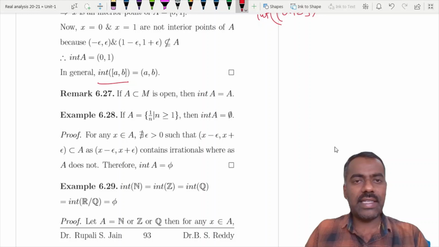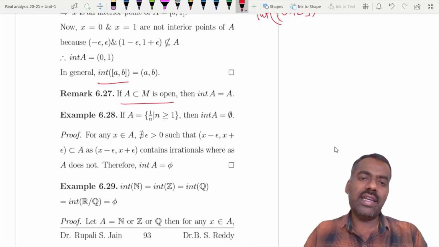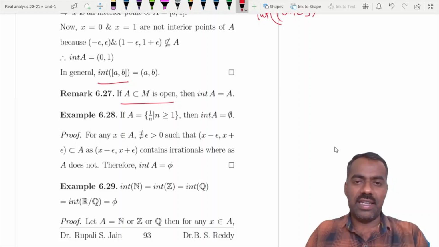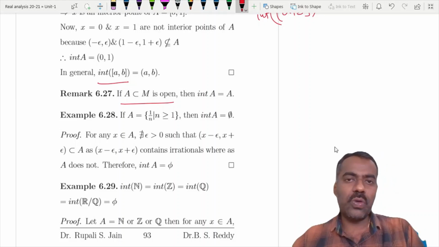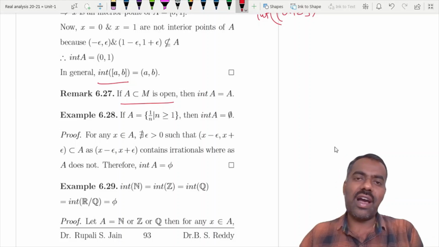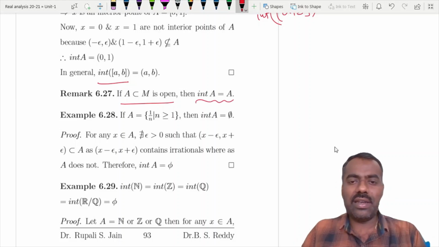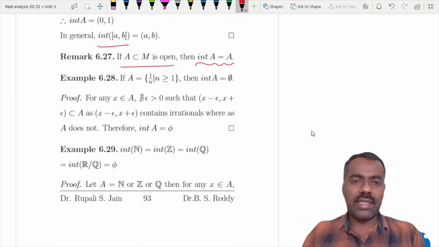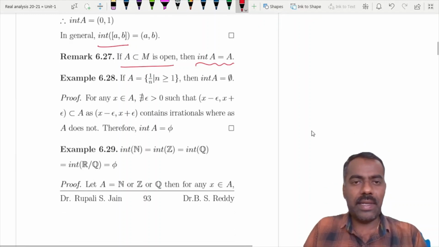The other remark, a very simple remark, is that if the set is already an open set, then the interior of A is A itself, because the interior of A is the largest open set contained in A, and if A is already open, then obviously the interior of A is equal to A, right? Fine. Now take another interesting example.